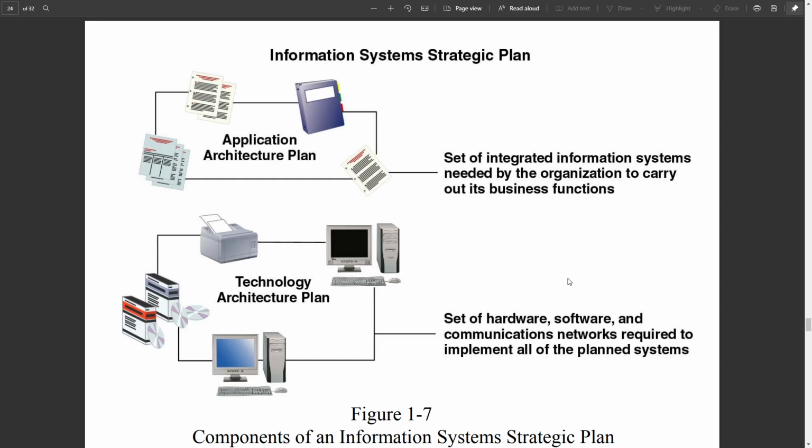So the application architecture plan is a set of integrated information systems needed by an organization to carry out its business functions. And your technology architecture plan is a set of hardware, software, and communication networks required to implement all the planned systems.